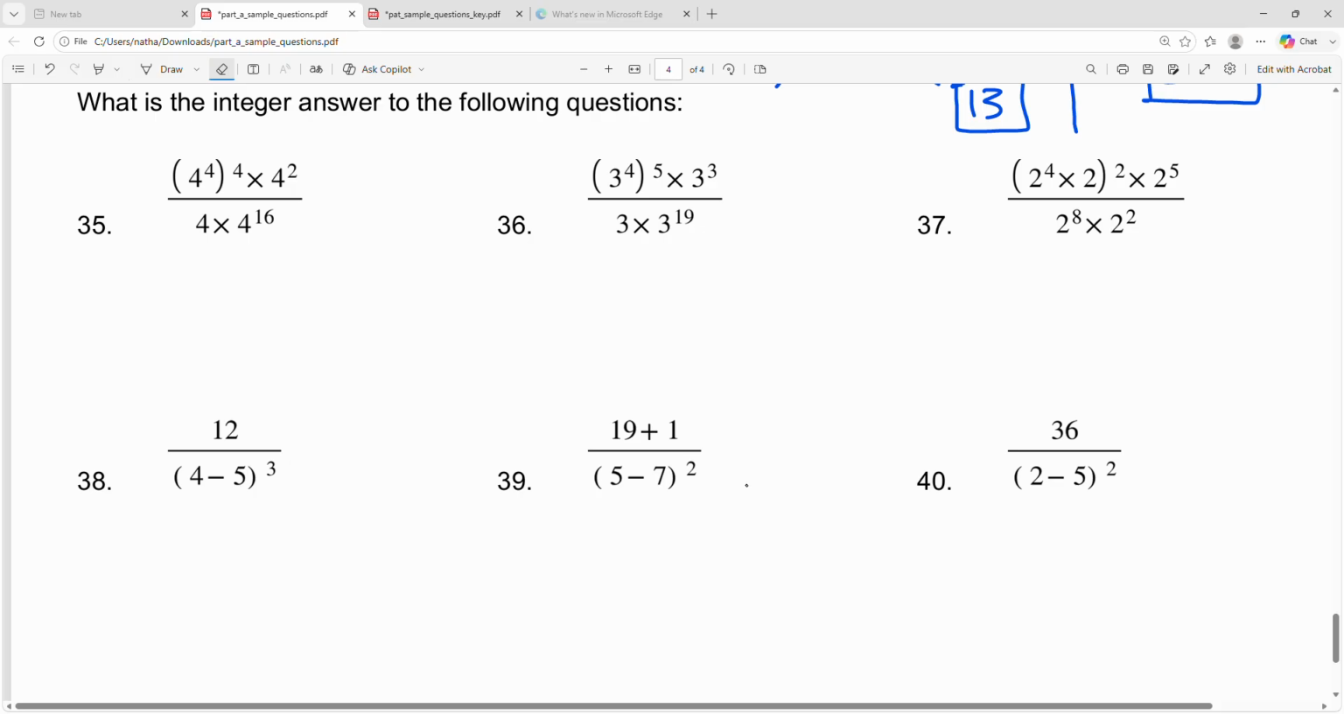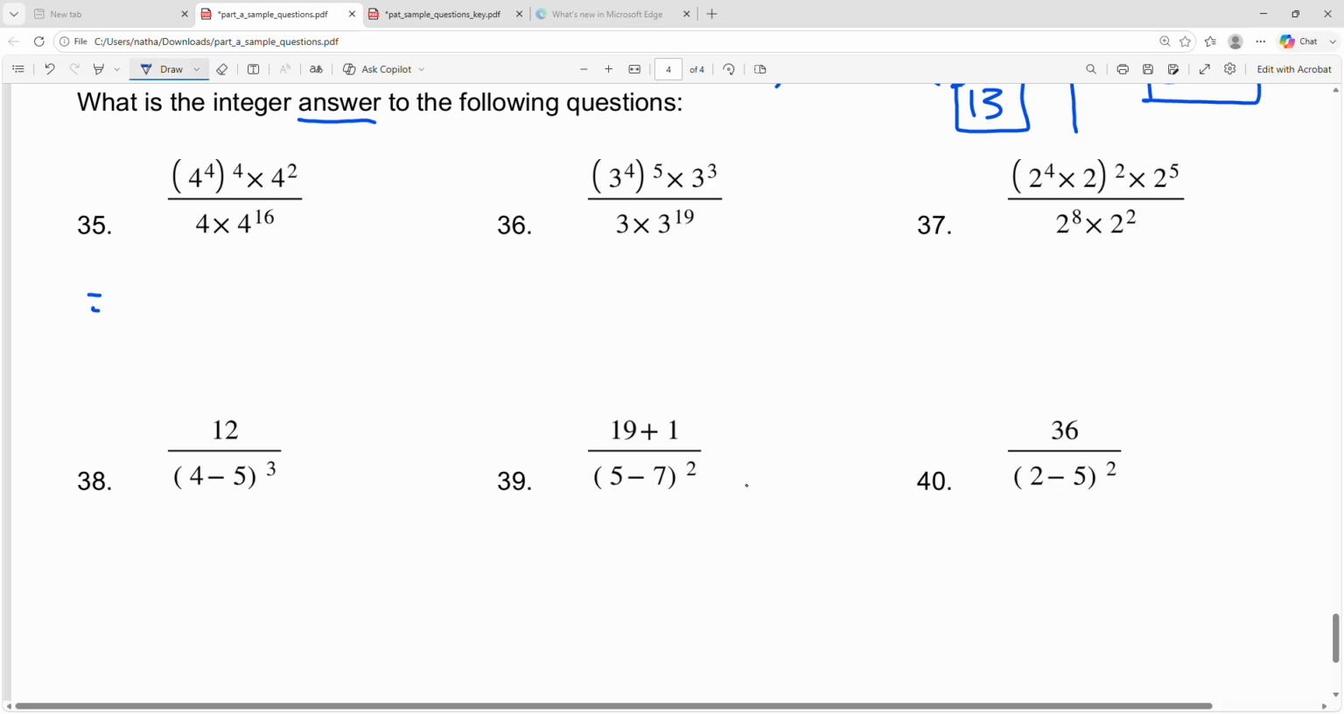So when they say what is the answer, they're saying evaluate. They mean they want the actual number. So we're going to simplify. If we end up getting something like 4 to the 3, we're going to have to calculate what that is and give an actual answer, right? Okay. So let's do it.